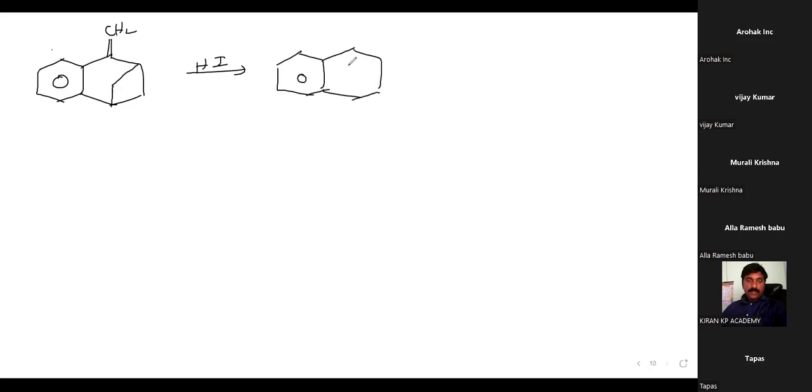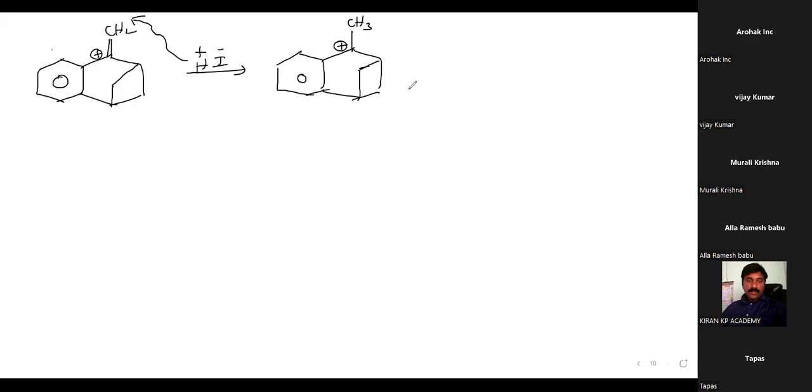Here this part, and here CH3, because H plus joins to the double bonded carbon containing more number of hydrogen. That is the basic Markovnikov rule point. Here you will be getting a positive charge. So here we have a positive charge. Now, do we expect any ring expansion?